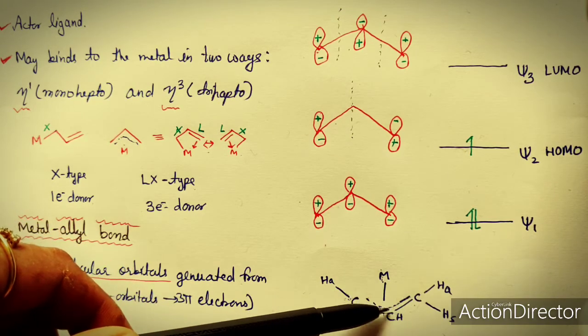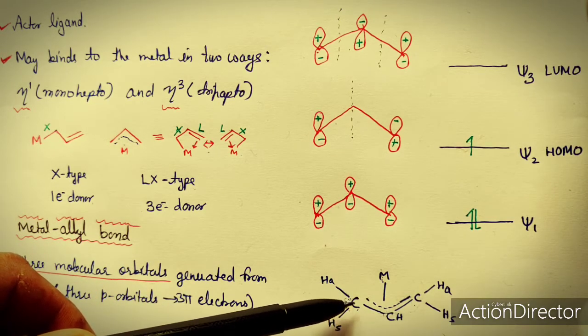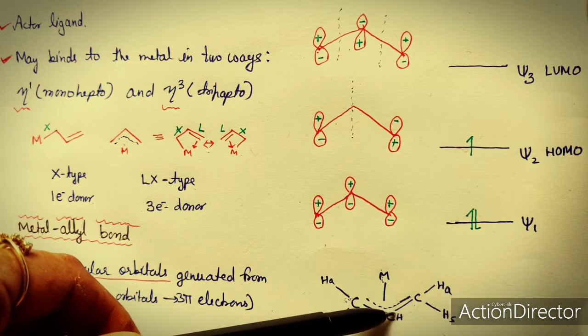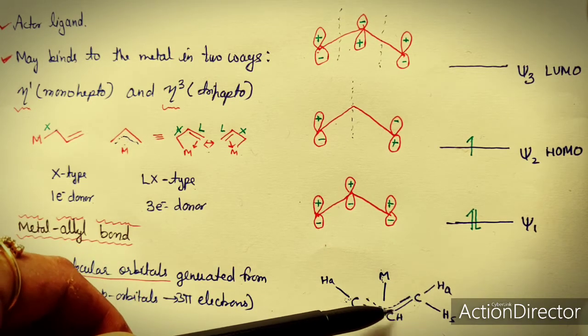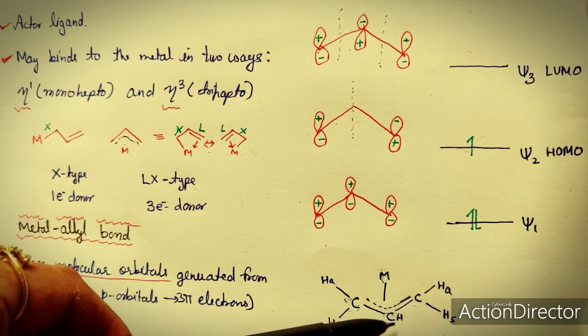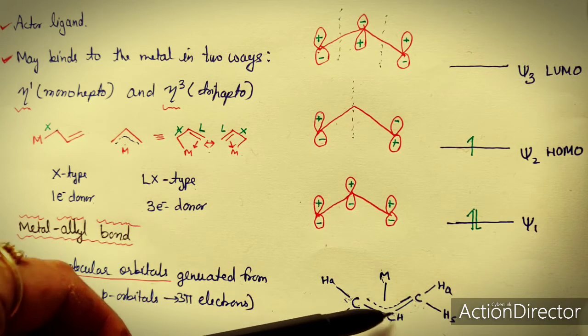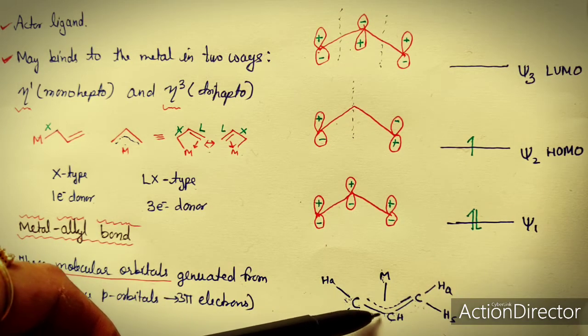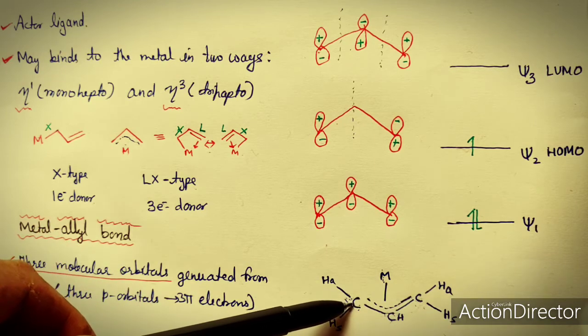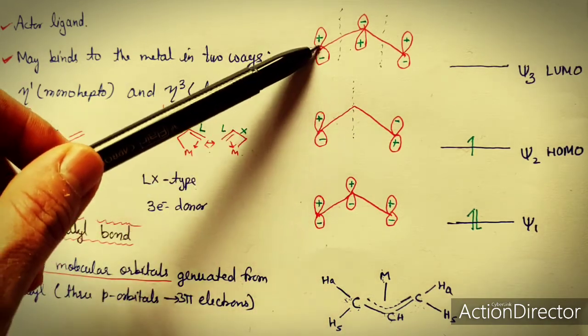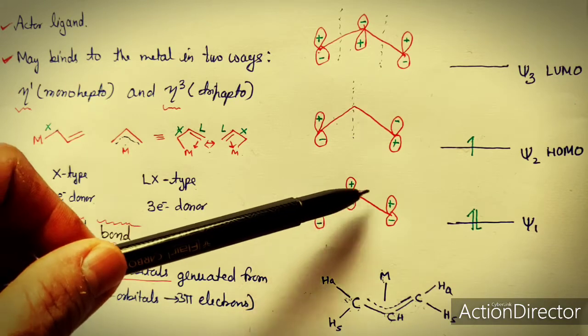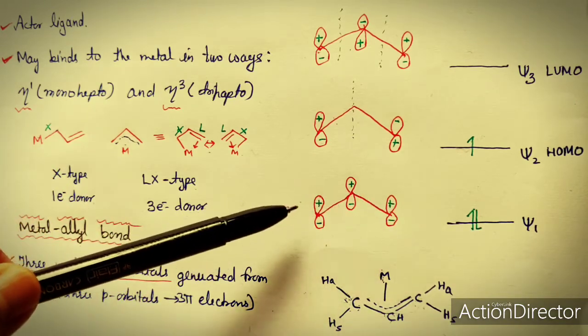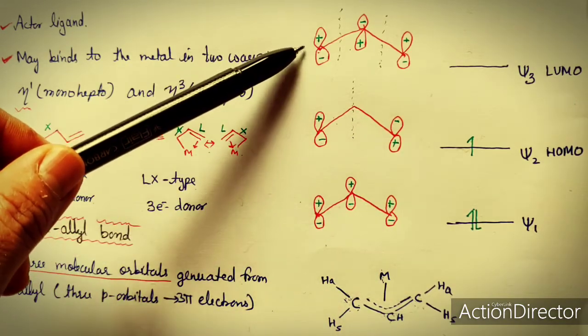So these three carbon p orbitals, which have three electrons, one with this, one with this and one with this. These three p orbitals will first linearly combine to form molecular orbitals of the ligand. So these are three molecular orbitals of the ligand, because three carbon centers are going to combine. So they will form three molecular orbitals.